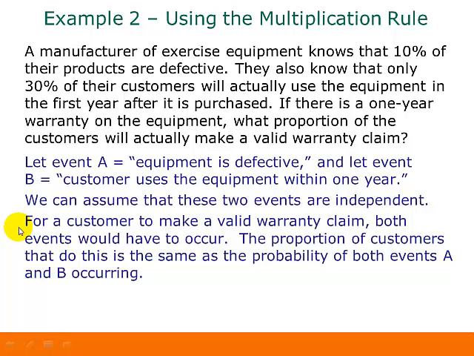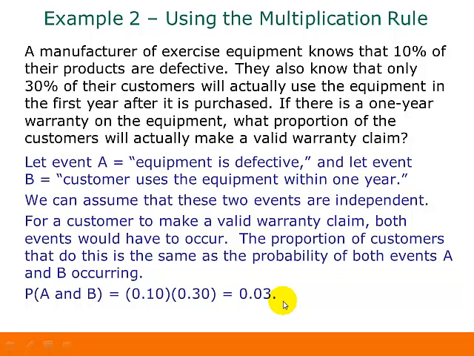So the proportion of customers that do this is the same as the probability of both events A and B occurring. The probability of A and B is just the probabilities of the two events multiplied together. The probability of A is 10% because 10% of the products are defective. The probability of B is 30% because 30% of the customers use the equipment in the first year. So if we multiply these two together, we get a probability of 0.03.